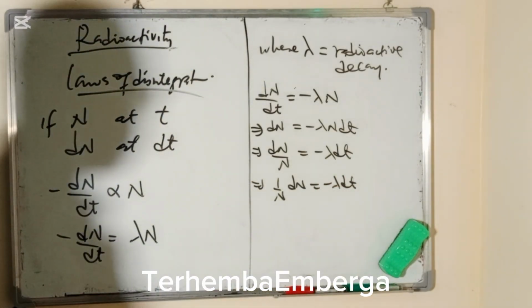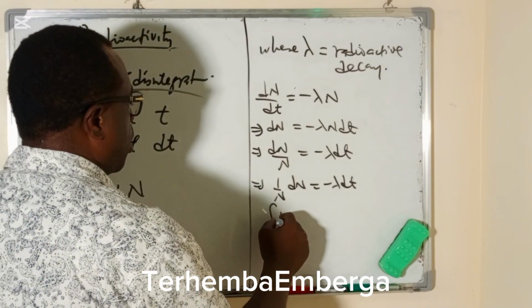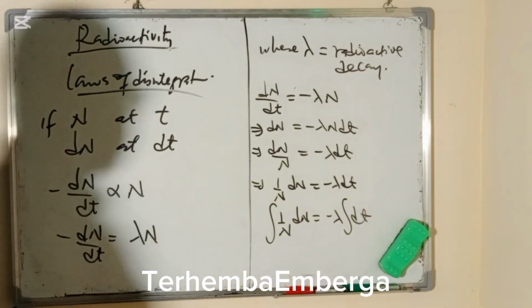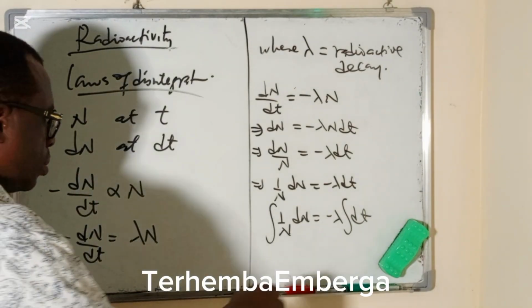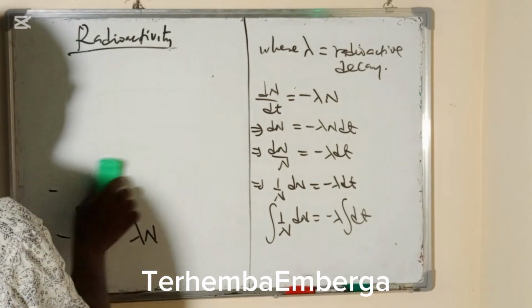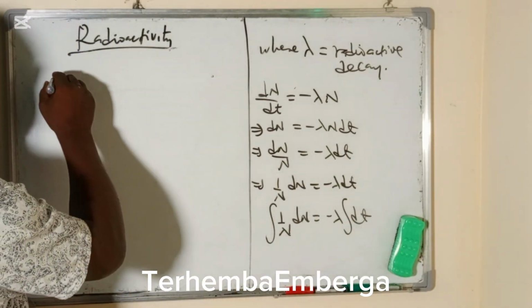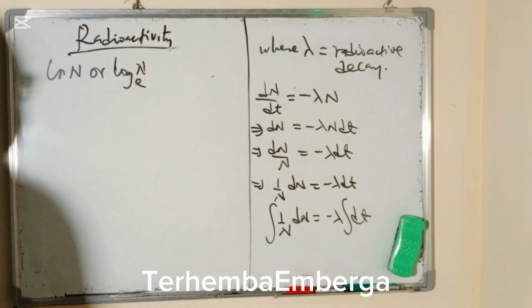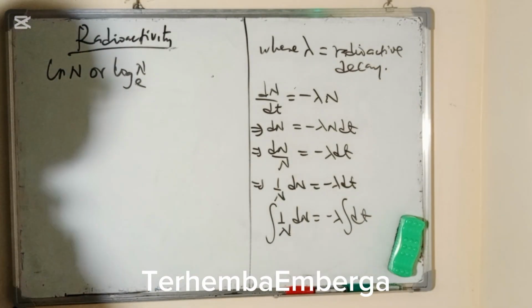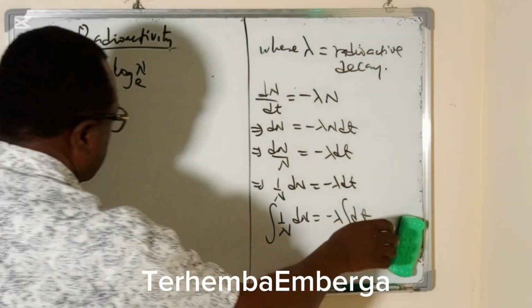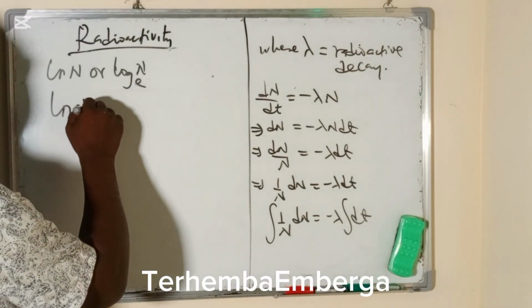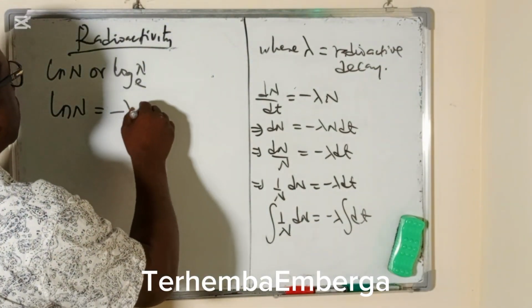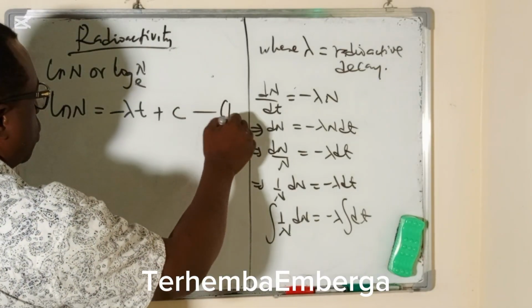So with this, we can integrate 1 all over N dN equal to minus lambda, which is a constant, dt. So from here, integrating this, we'll now have ln N, or we can write it as natural log of N. Base 2 means the same, so we can choose any one we want to work with. So we can say that ln N is equal to, this is a constant, minus lambda. If you integrate dt, you have t plus this constant. So this is our equation 1.